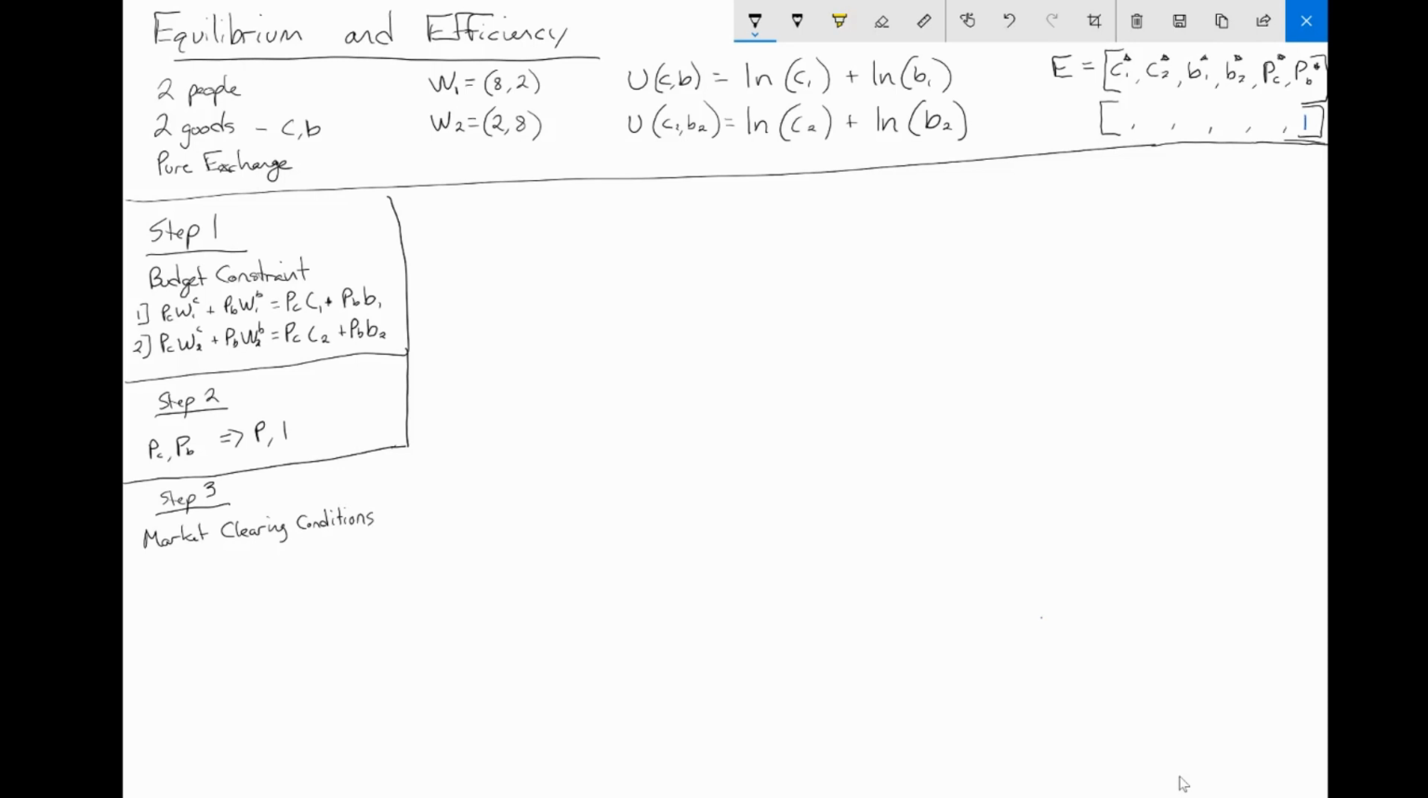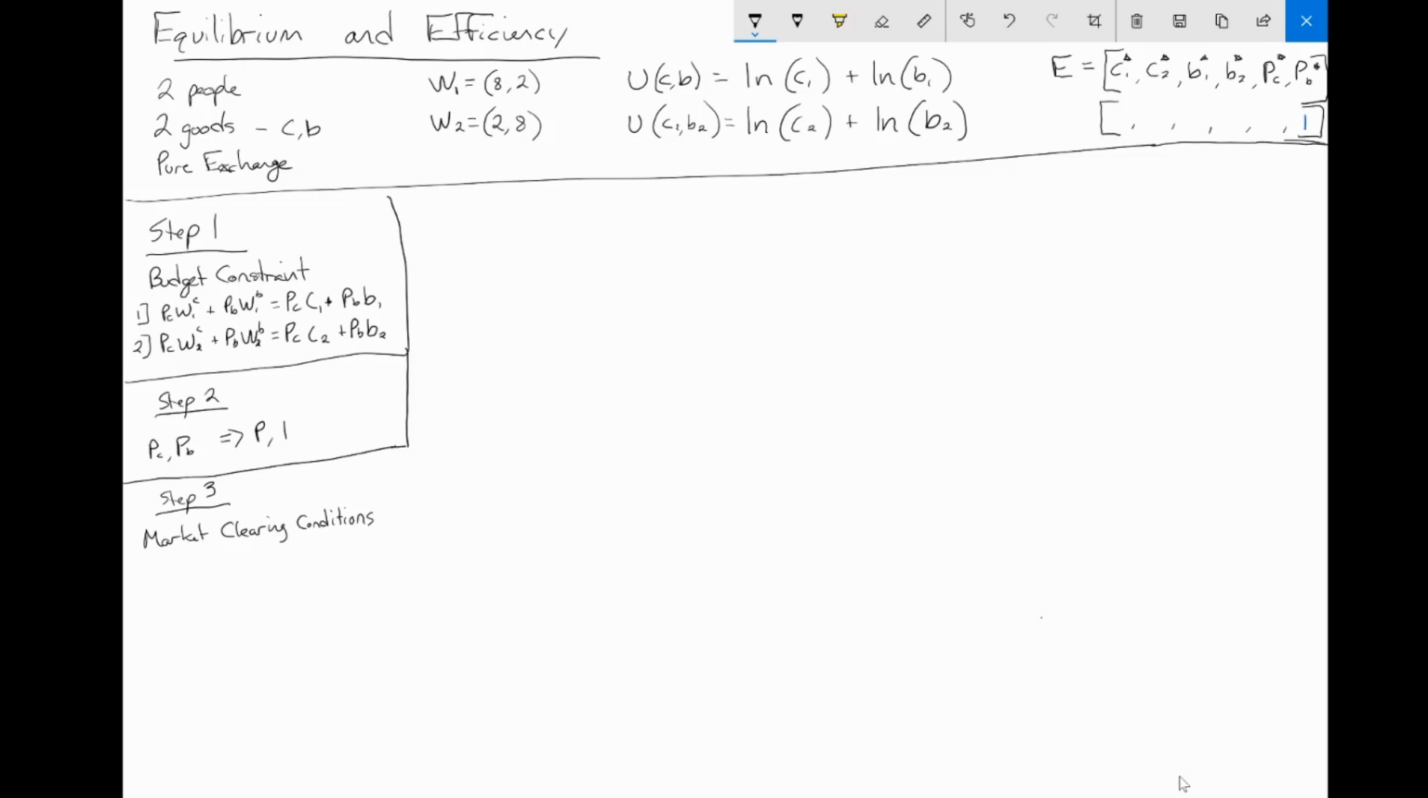Step 3, market clearing conditions. Now remember when I mentioned in the past that in an economy at equilibrium, all of the goods are going to be consumed. Nothing goes to waste. All right? What does it mean if nothing goes to waste? What that means is that all of the goods in the economy will be consumed. Well, what we need to do is establish some conditions that guarantee that that will be the case. Those are called the market clearing conditions.